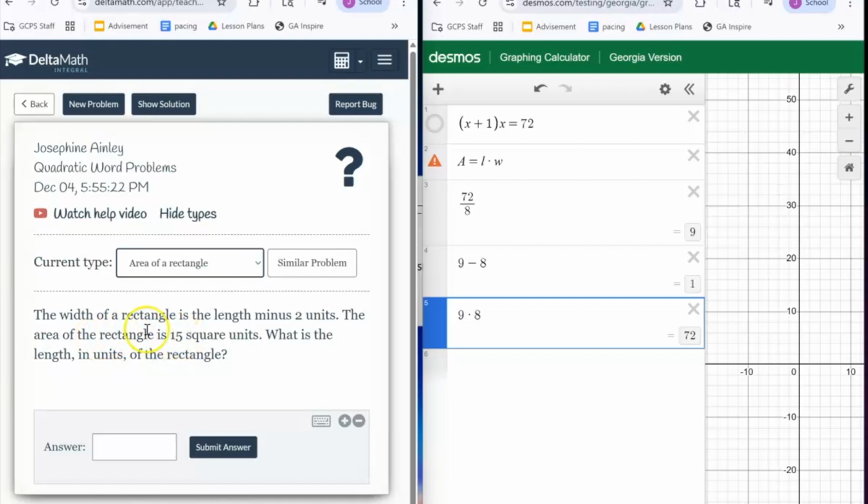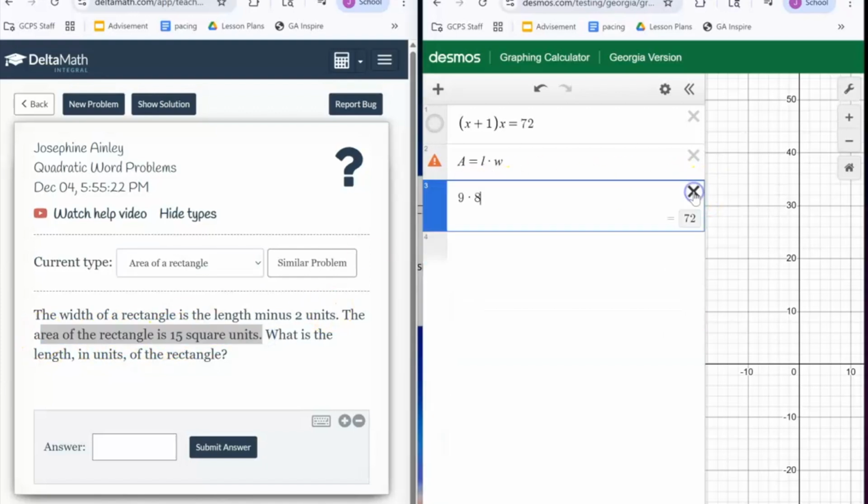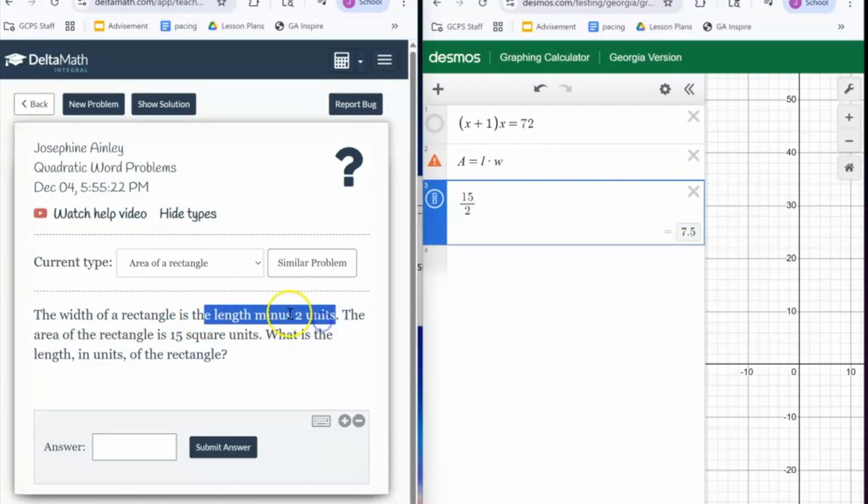All right. So this time, the area of the rectangle is 15. So the number that we are starting with is 15. And we're looking for factors of 15. So I'm going to start with 2. 2 and 7.5, are they 2 units apart? The length minus 2 is the width. No, they are not. So that's not it.